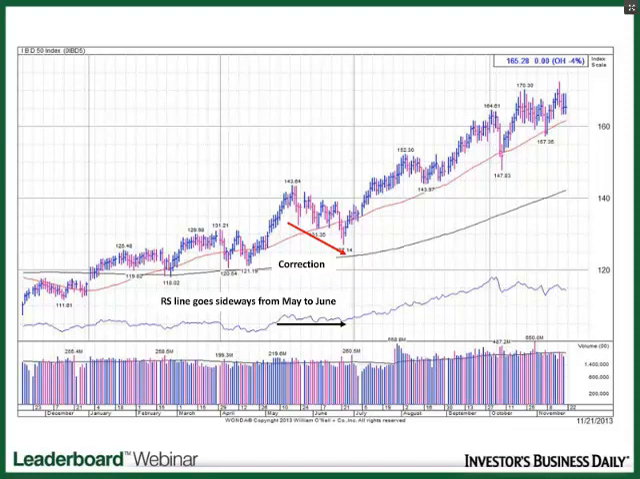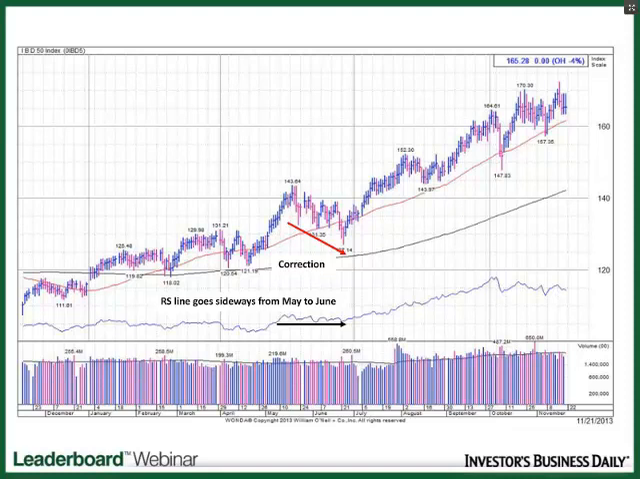So we always like to see the market outperforming in a correction. Typically, it underperforms, and that's normal. In this case, the IBD 50 was going down, but it was going down just about as much as the S&P 500. It was really resisting the downward pressure that it normally would, and that's a good sign of strength.